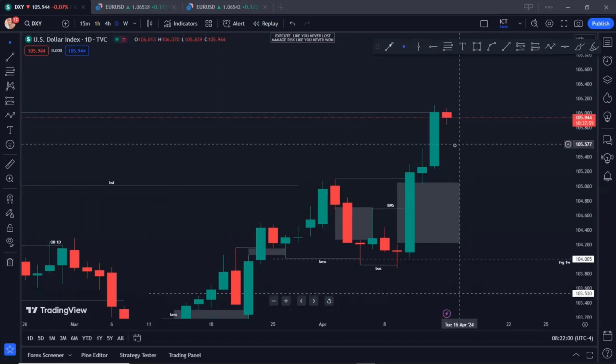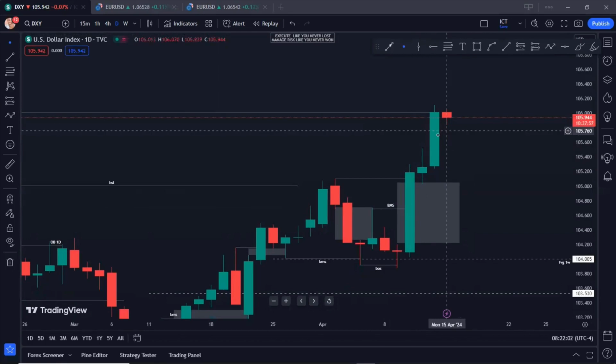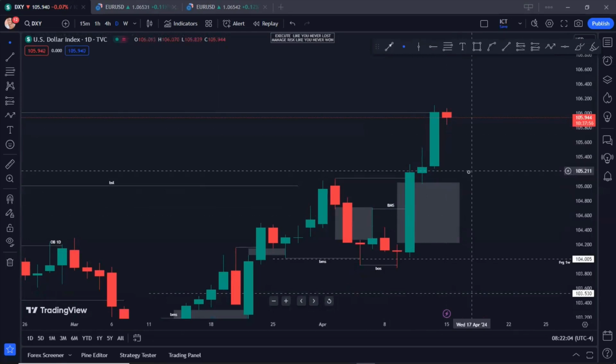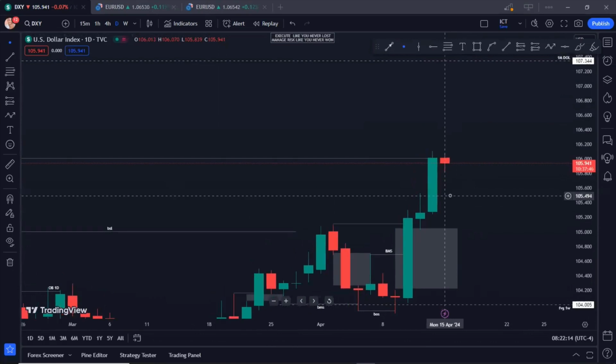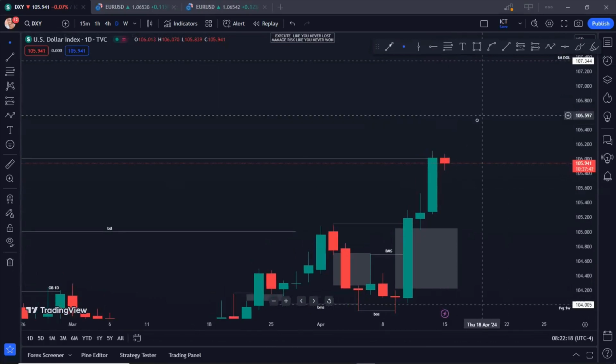Okay, a little drop, a pullback into either of this gap or this gap. Then a reversal to the upside. Just know that this week has higher chances of closing bullish. So that's it, guys.